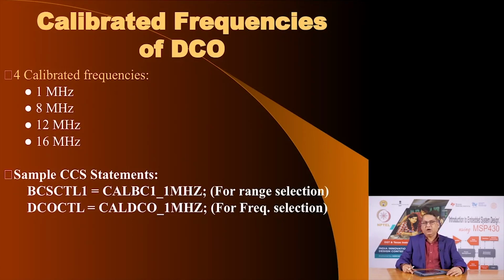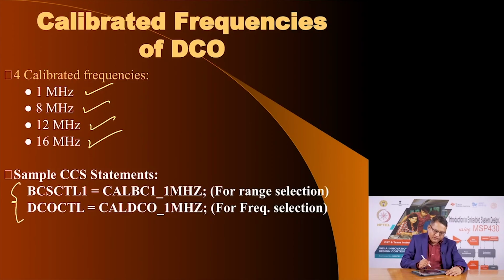Now, in the DCO, apart from the ability to vary the frequencies, it also has 4 calibrated frequencies, and those are 1 megahertz, 8, 12 and 16, and you can write values into appropriate registers to select whatever frequency you want. This is a sample code with 2 registers, one of them is called BCS control, the other is called DCO control. By writing appropriate values, these are basically bit masks, into these 2 registers will result in a DCO frequency of 1 megahertz calibrated frequency, not 1.1 megahertz, but quite accurate 1 megahertz frequency.